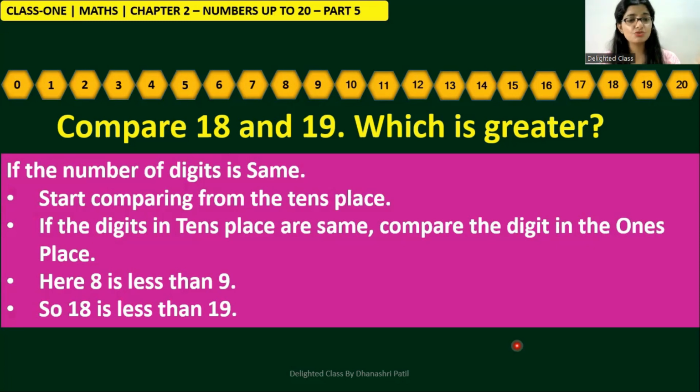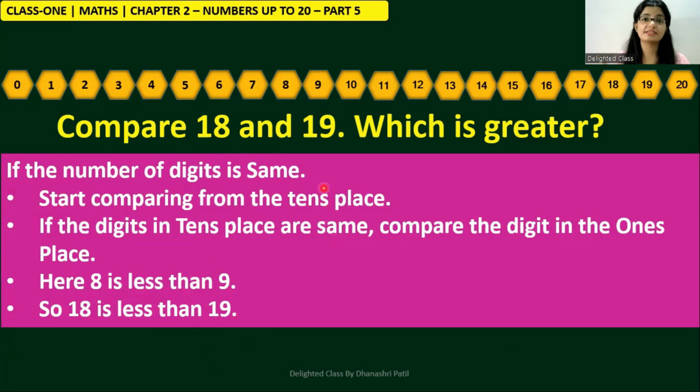ठीक है? So here in 18 the ones place number is 8 and in 19 the ones place number is 9, है ना? तो अगर मैंने बोला कि 8 नंबर जो है ये as compared to number 9 it is smaller, राइट? तो क्या हो जाएगा, 8 इज लेस देन 9, सो 18 इज लेस देन 19. ये मेथड है कंपैरिजन की.